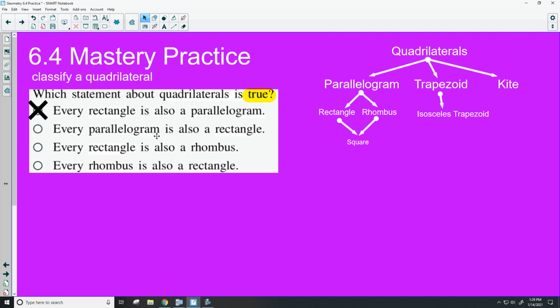So is every parallelogram a rectangle? No, because rectangle's underneath parallelogram. Is every rectangle a rhombus? No, they're on the same level. Is every rhombus a rectangle? No, because they're on the same level. So the only answer that makes sense, every rectangle is also a parallelogram.